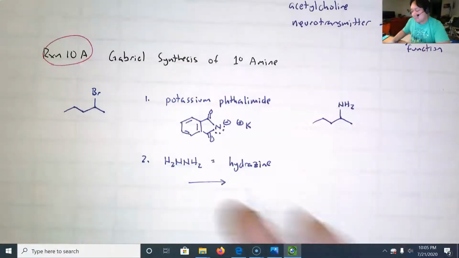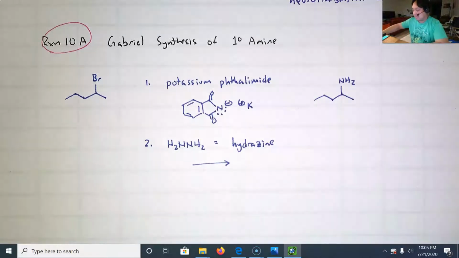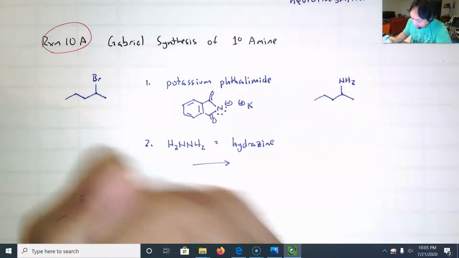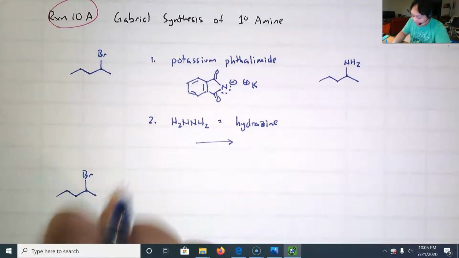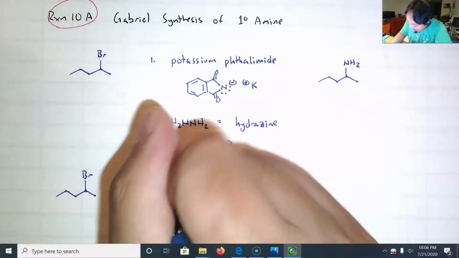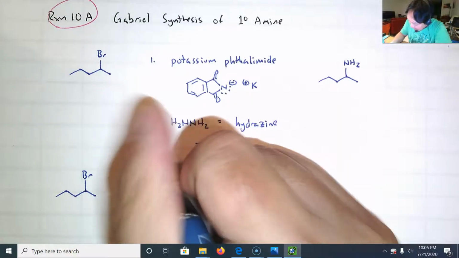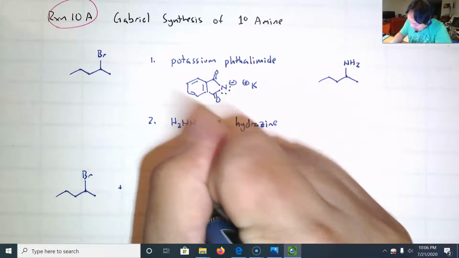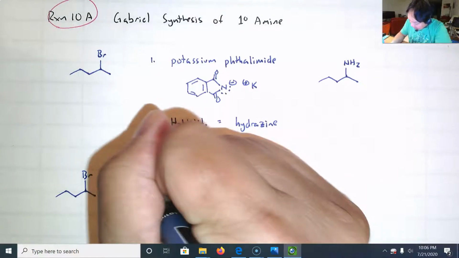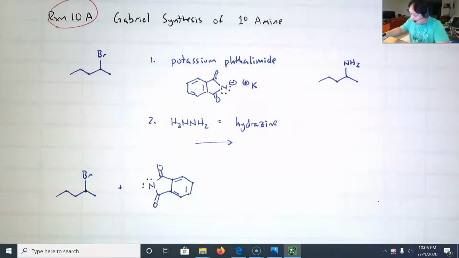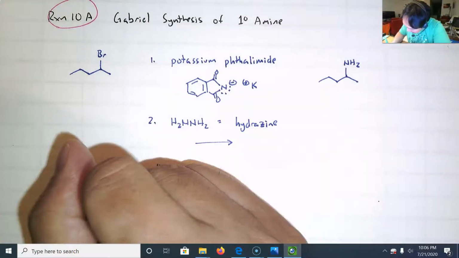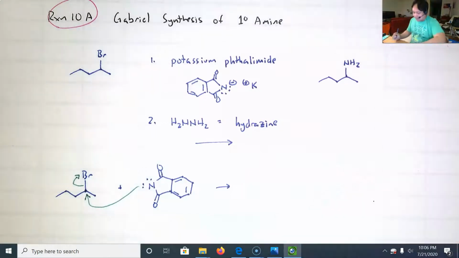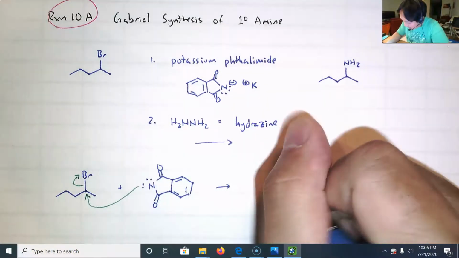Okay, but let me go over the mechanism for the Gabriel synthesis. It's pretty straightforward, actually, at least the first half. We have phthalimide coming in to knock out this halide, and we get a fairly large complex because we're adding this phthalimide to that carbon. How do I want to draw this? Actually, let me draw the phthalimide part first.